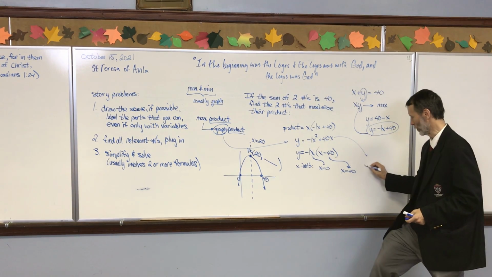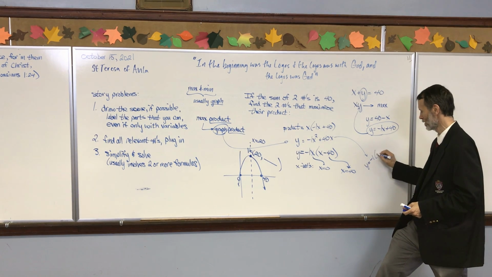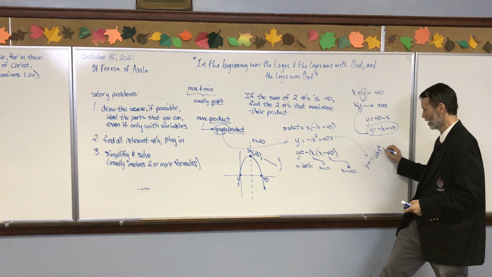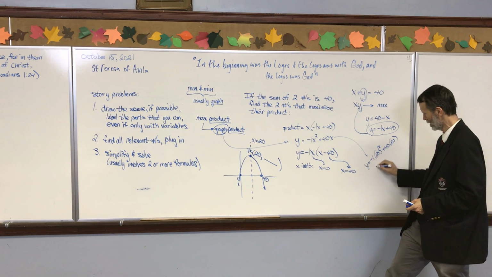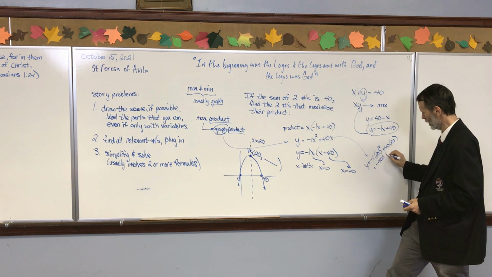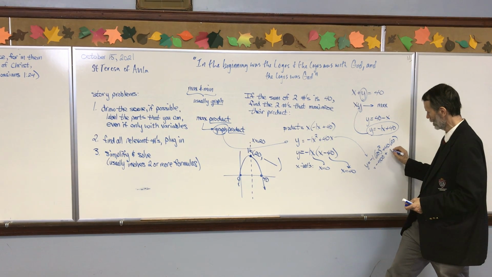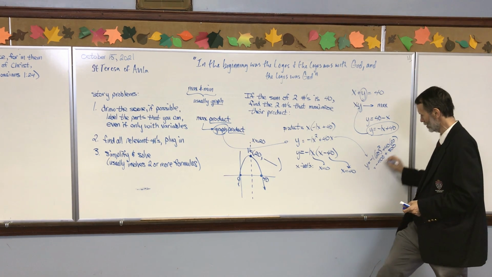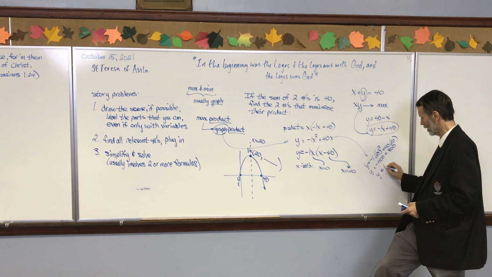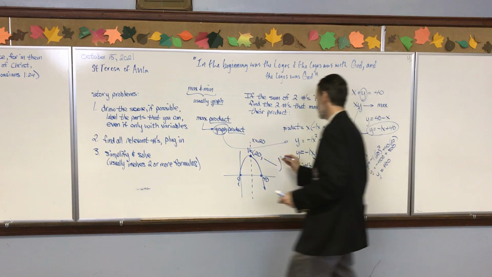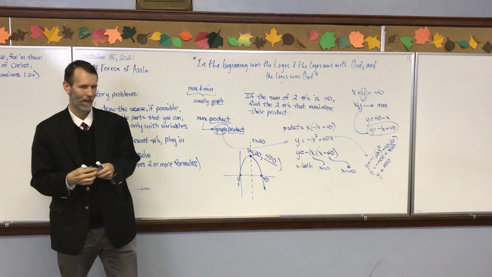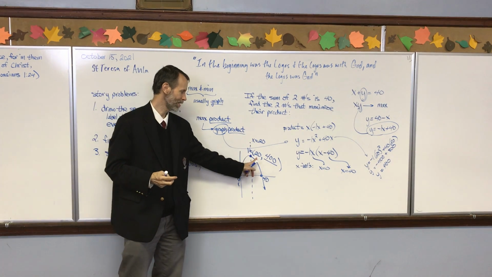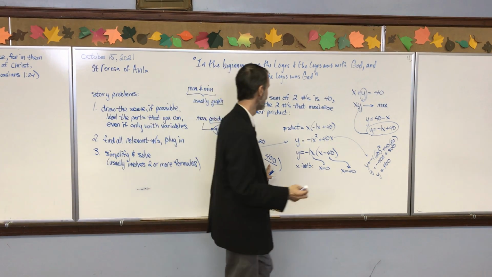So plug in 20 for me. Y equals -1 times 20 squared plus 40 times 20. Calculate that for me. It's -400 plus 800, which is 400. You just found the vertex. Somebody tell me what this is and what this is.